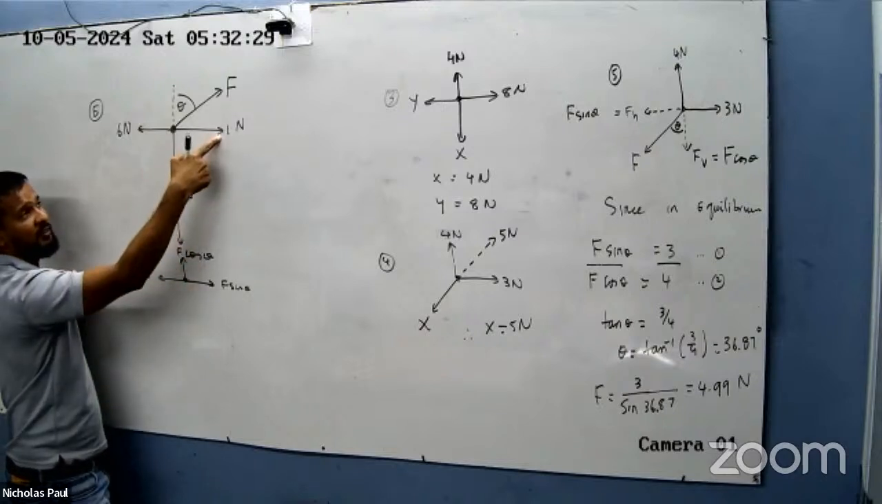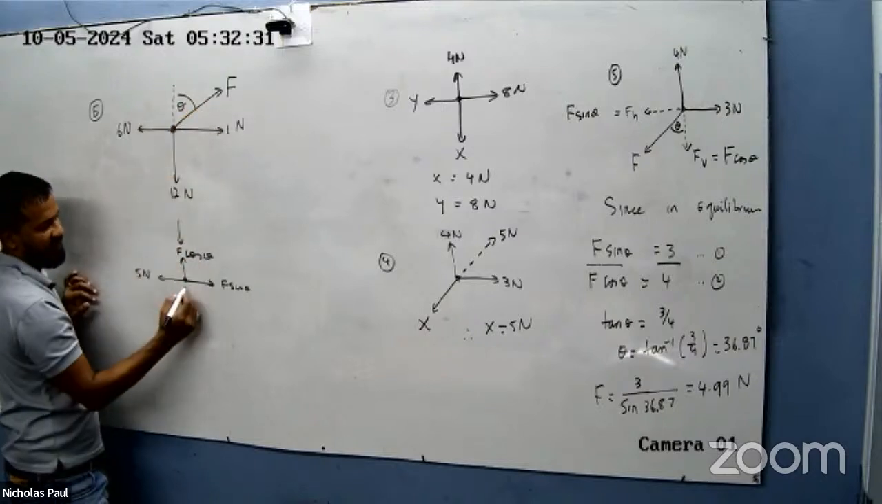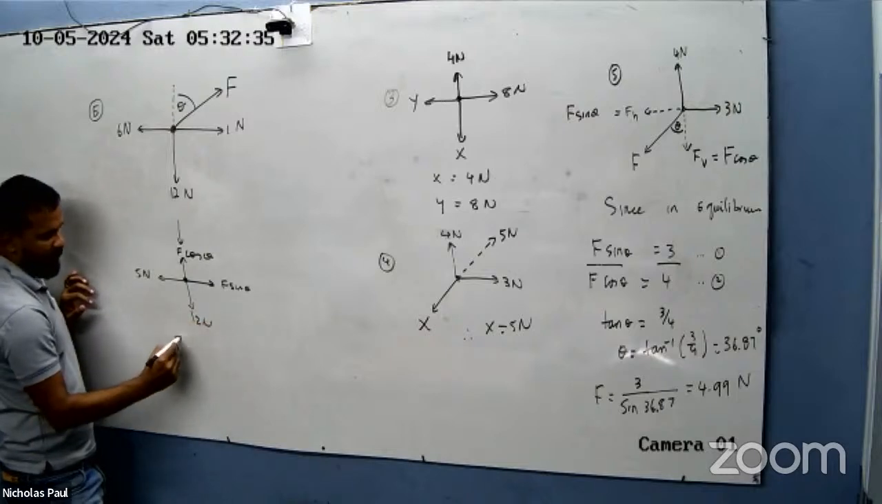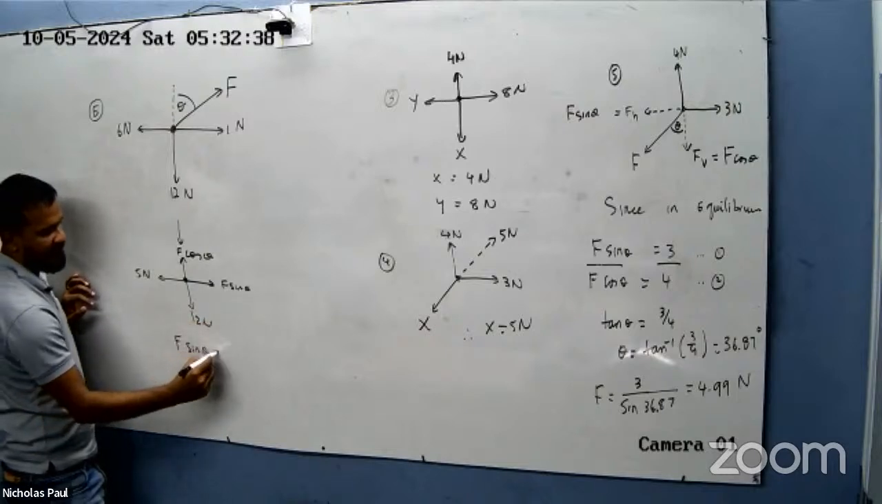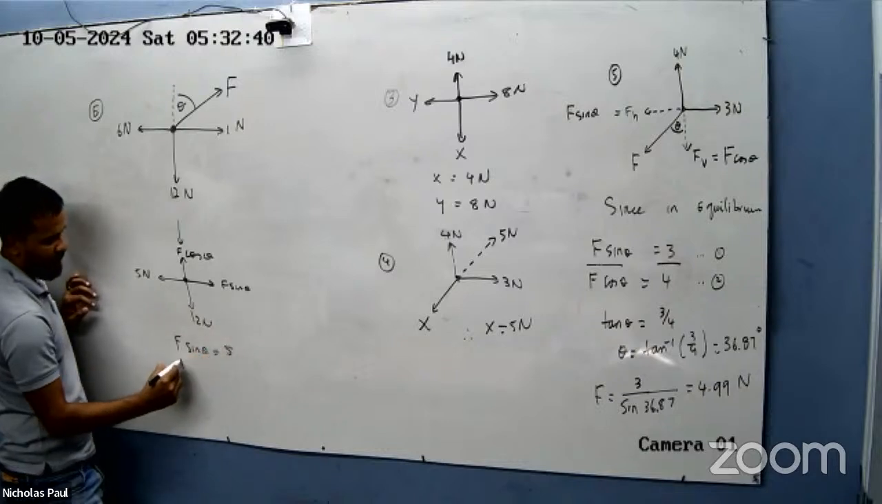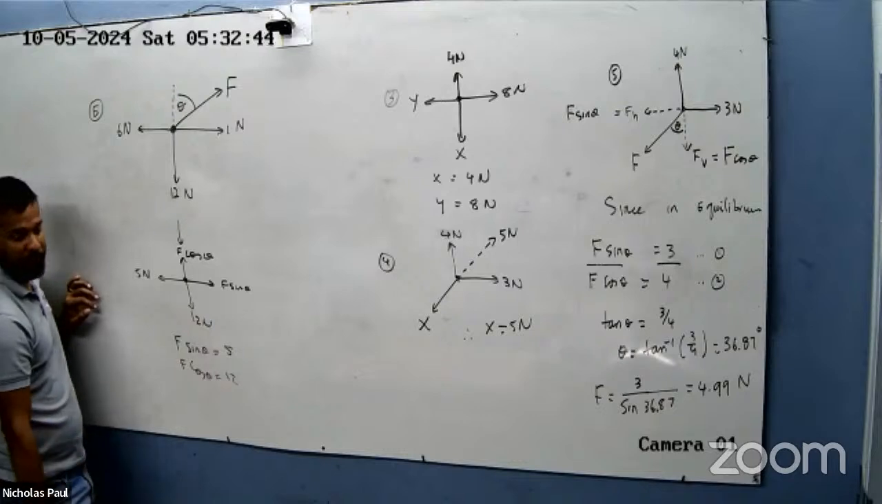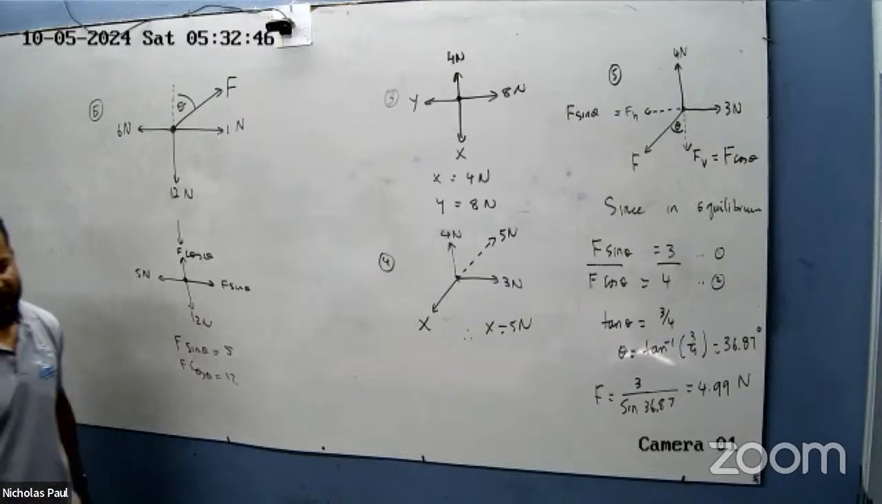I no longer have to write this. I just have to write it. And that's it. That would be F sine theta is equal to 5. F cos theta is equal to 12. Right, finish it up fast, find F and theta.